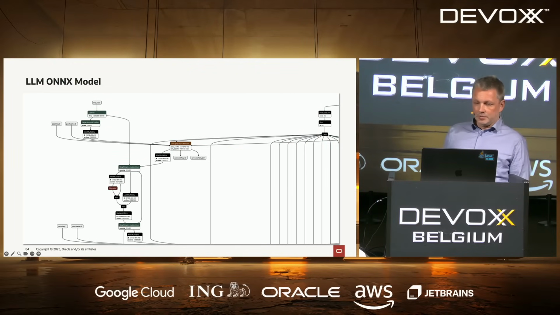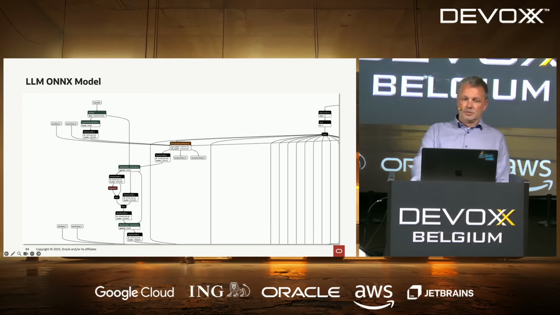And once we generate the ONNX binary, we get something like this. This is a fragment of it. It shows just one computation layer of the graph. Yeah, thanks to Netron for the visualization of this. Really nice tool.